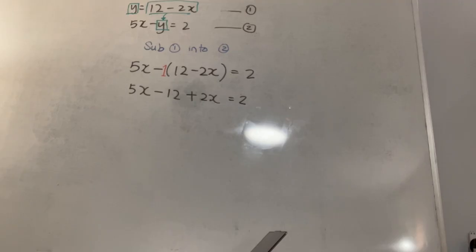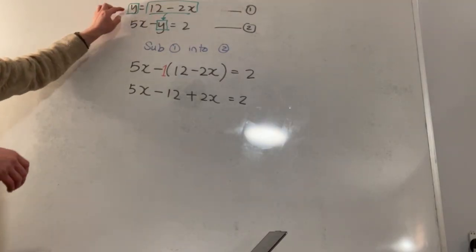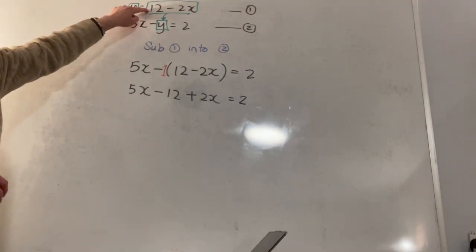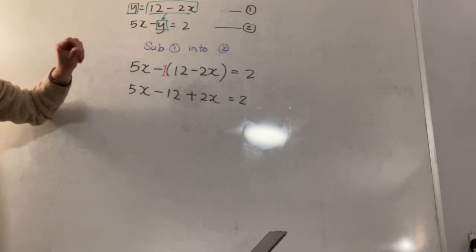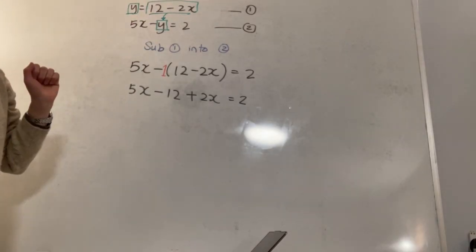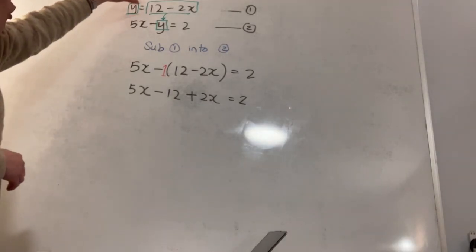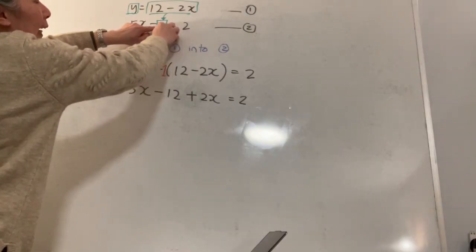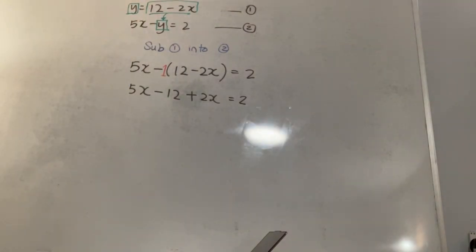Why can you put 12 minus 2x into y? Because y is that. Just like if y is 4, that means you can put 4 into the y. Yes, because they are the same. Instead of writing y, now I write this. I don't times it, I just drop this one into here. I just replace the y with that term. That's what I mean by sub and replacing.